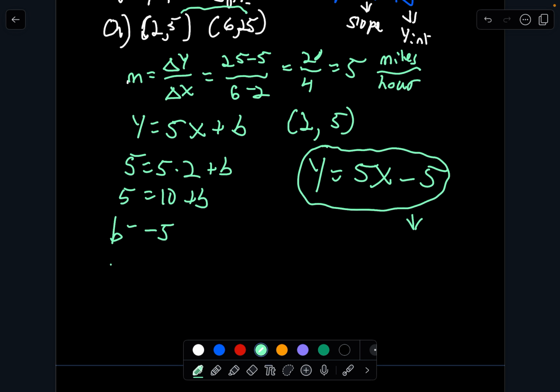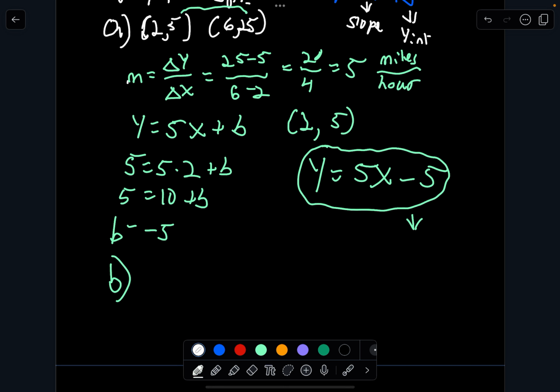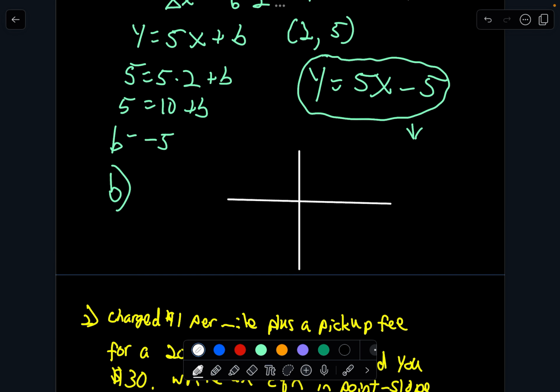Then part B was just to graph this. So here's your axis. The y-intercept is negative 5, so let's make this negative 5. The slope is up 5 over 1, and since going up 5 means we're at the x-axis, over 1 would put us here, and there's a second dot.